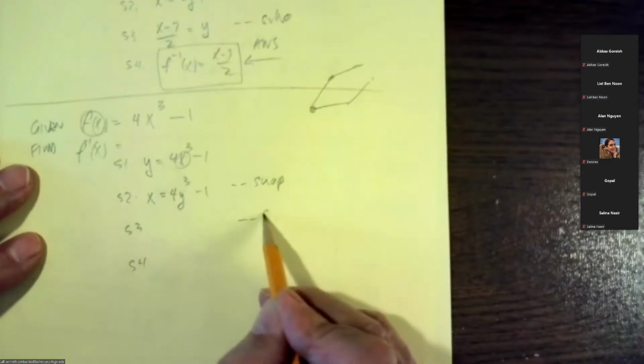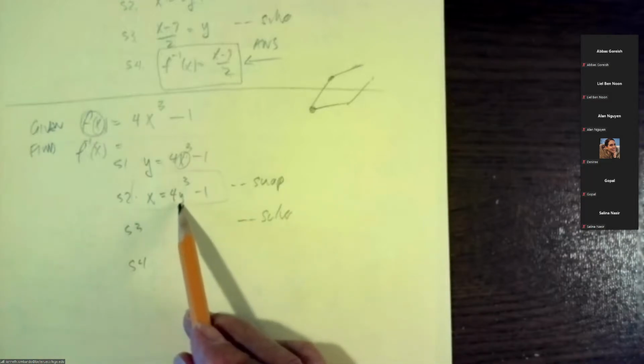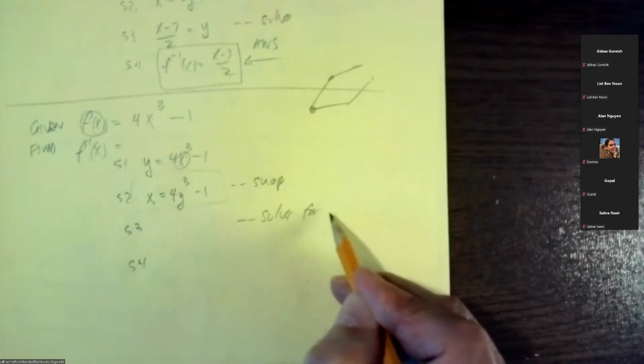And then we want to solve. All right, let's go ahead and solve this. Solve that, and when you've done it, go ahead and turn your mic on and step me through the process of solving x equals 4y cubed minus 1. We're going to solve for y. New volunteer.